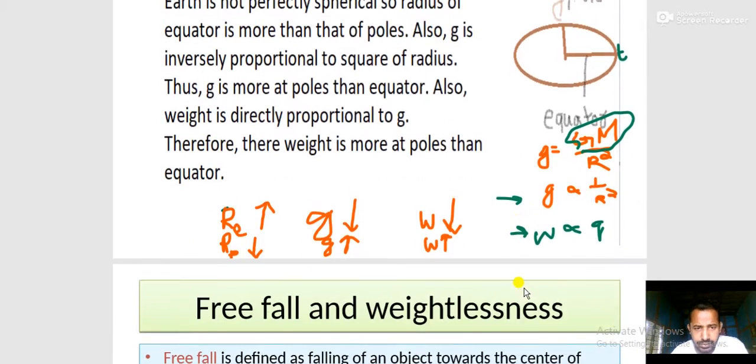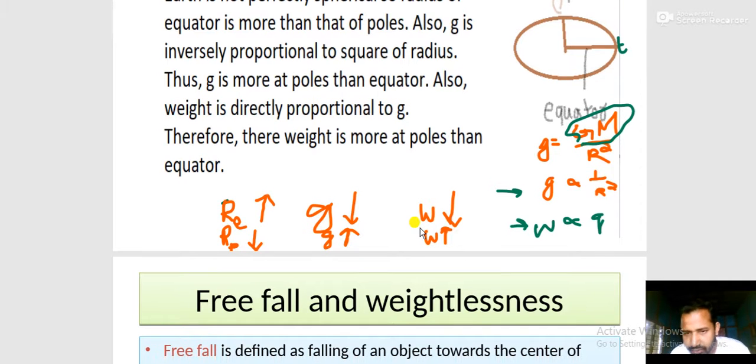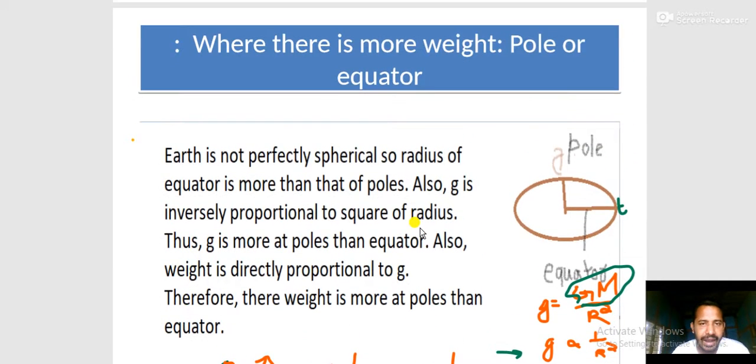Now I think you understood. The radius of the equator is more than that of pole, so acceleration due to gravity is less than at pole. Also W is directly proportional to g, so weight is more at pole than equator. You can write the answer that way. Let's go down. Another question they will ask: where there is more weight, top of Everest or the bottom of Everest?